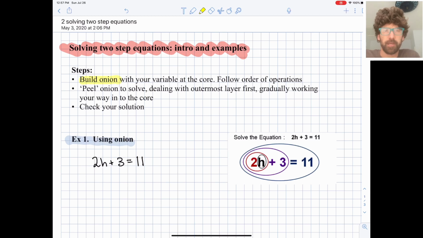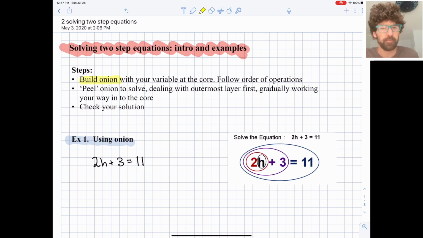The reason I use this method is because it is often difficult to figure out which step to do first. If you look down here, we have 2 times h plus 3 equals 11. And the question becomes, do you deal with the 3 first or do you deal with the 2 first? The onion method can help us figure out which number to deal with first.